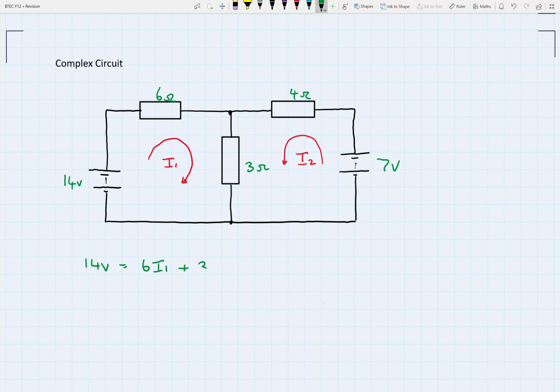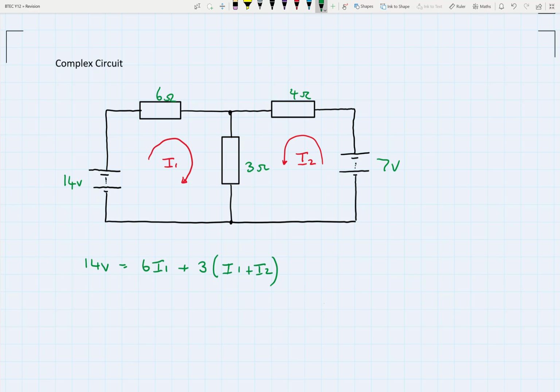So we've got a 3 ohm resistor, but that 3 ohm resistor has not only got I1 going through it, it's also got I2 going through it. So we can say that effectively that voltage is going to be equal to 3 ohms multiplied by those two currents going through it, and that's that first loop.